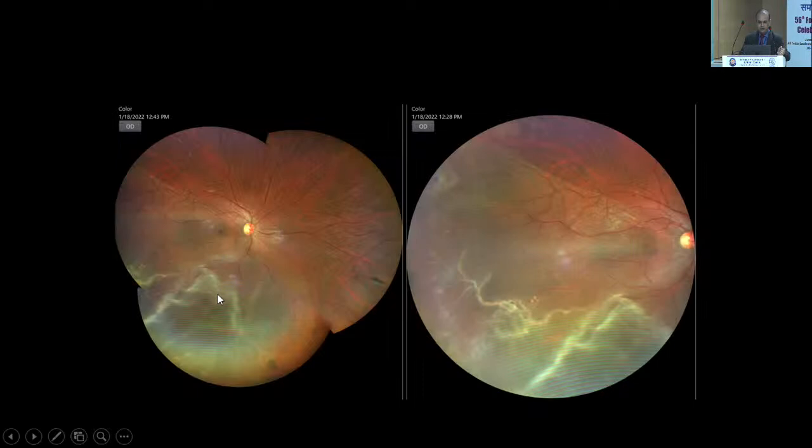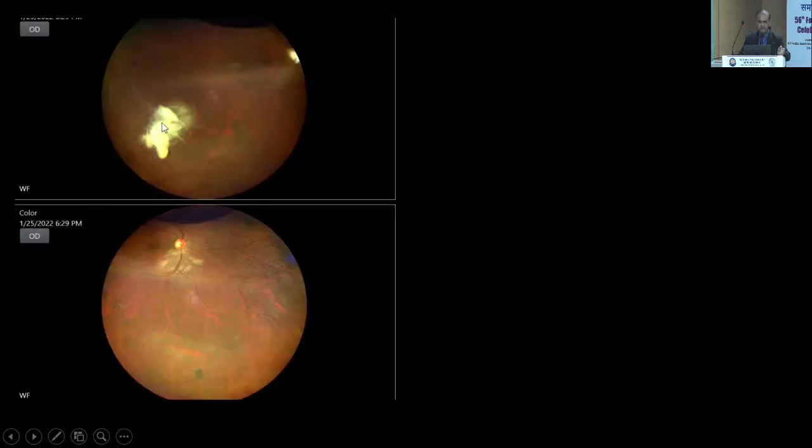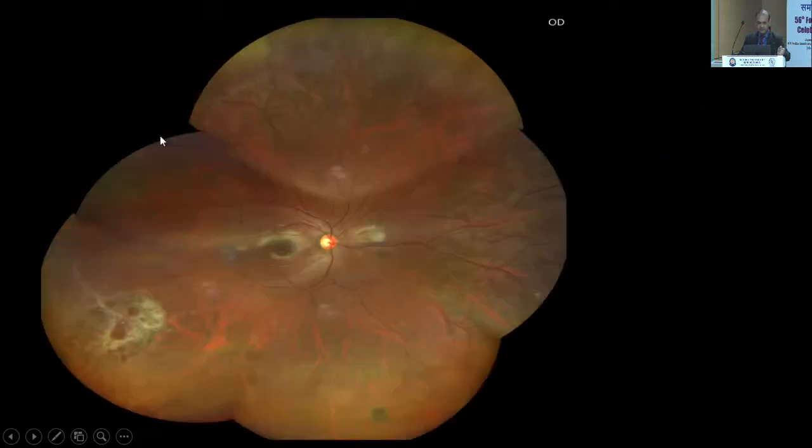So this was one more of our patients where you can see an inferior RD. This patient also had a vasculitis and an inferior temporal quadrant break. This is how the patient was on the first post-operative day with a fibrin coagulum covering the break.